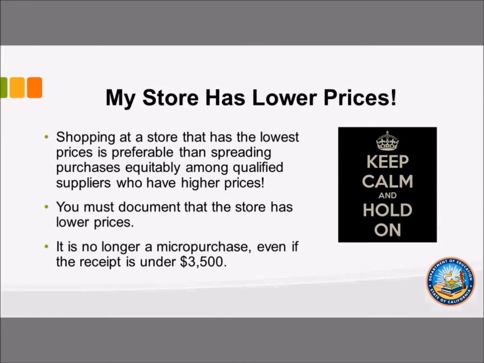Let's talk about shopping for groceries again. Many agencies tell us they prefer to shop at a specific store because it has the lowest prices. First, it's always preferable to shop at a store that has the lowest prices. However, because the micropurchase method requires that you consider prices to be reasonable and to spread your purchases equitably among qualified suppliers, you would no longer be following the micropurchase method if you shopped at only one store because of lower prices. This means even if your receipt is less than $3,500, it would not be considered a micropurchase because when prices are considered, you are following the small purchase method.